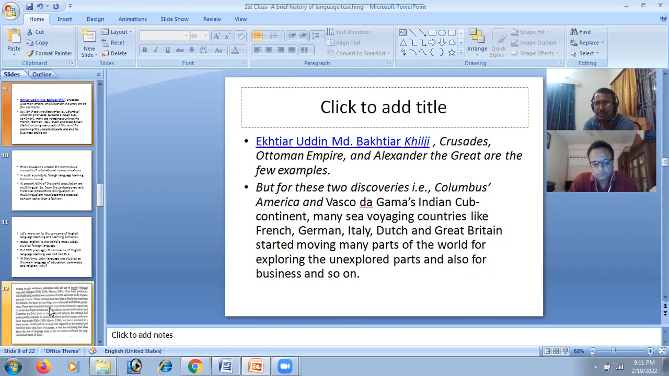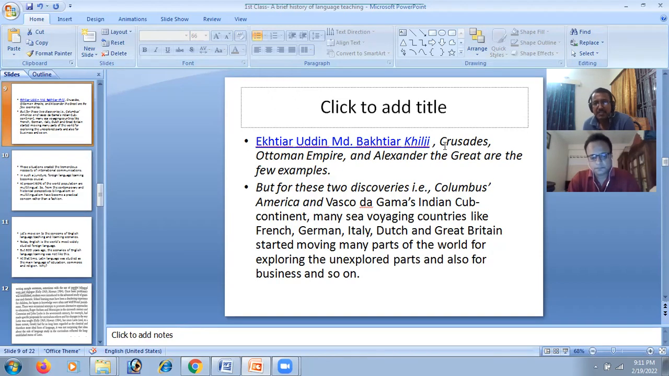But before that, in history we have seen Ikhtiyaruddin Muhammad Bakhtiyar Khilji. We have seen the Crusades. We have seen the Ottoman Empire. We have seen Alexander the Great. What did they do? They fought with their troops on horseback, their mighty fighters. They would use the sword to fight face to face, because they didn't have waterways or aeroplanes to move here and there.